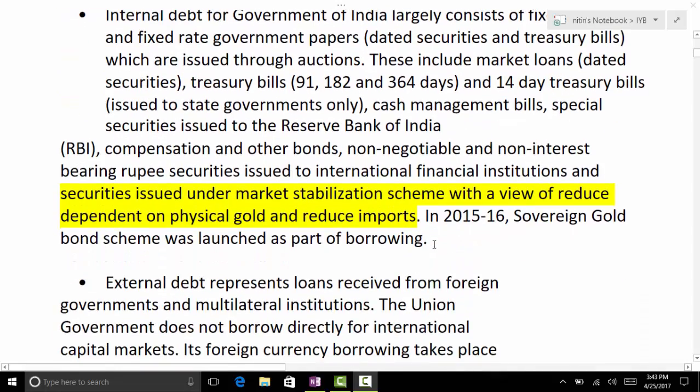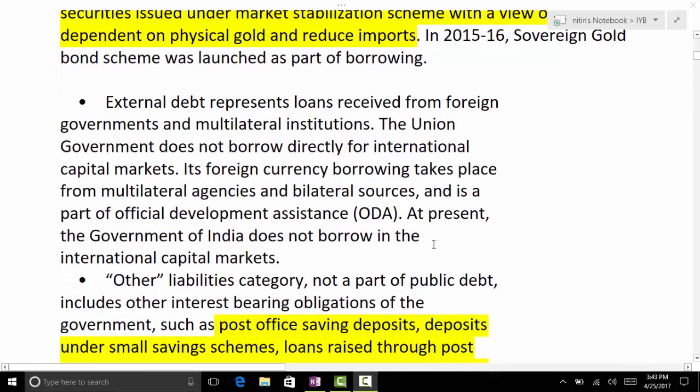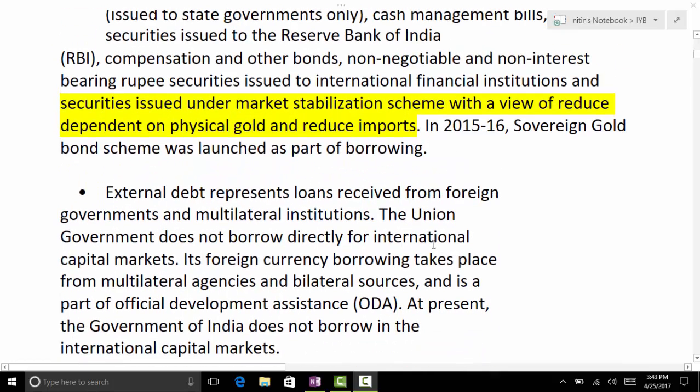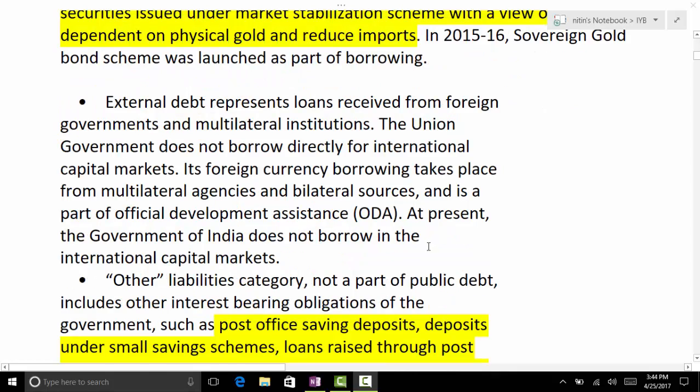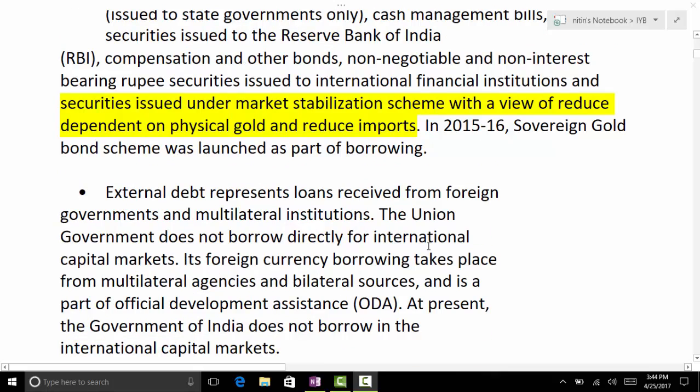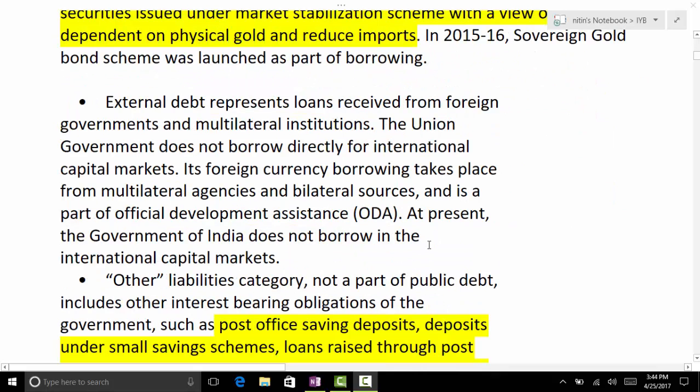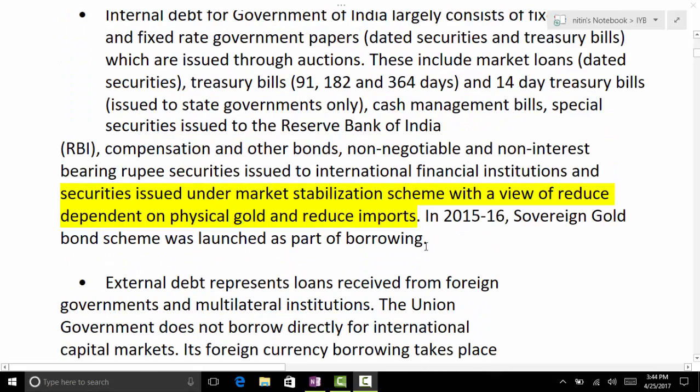Similarly, external. It's about the public external debt. So by way of ODAs, right? Official development assistance. That is something different. Here we're talking about debt.